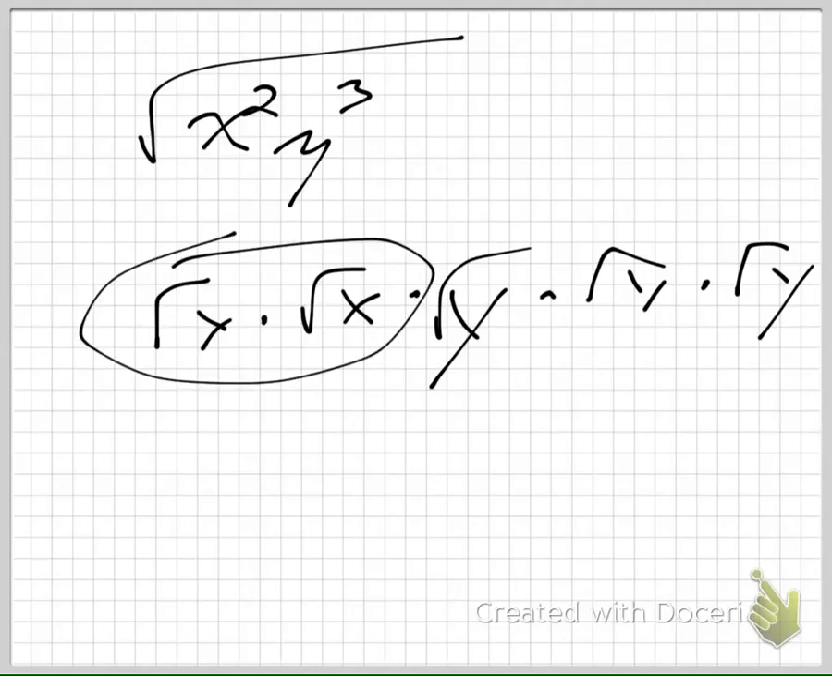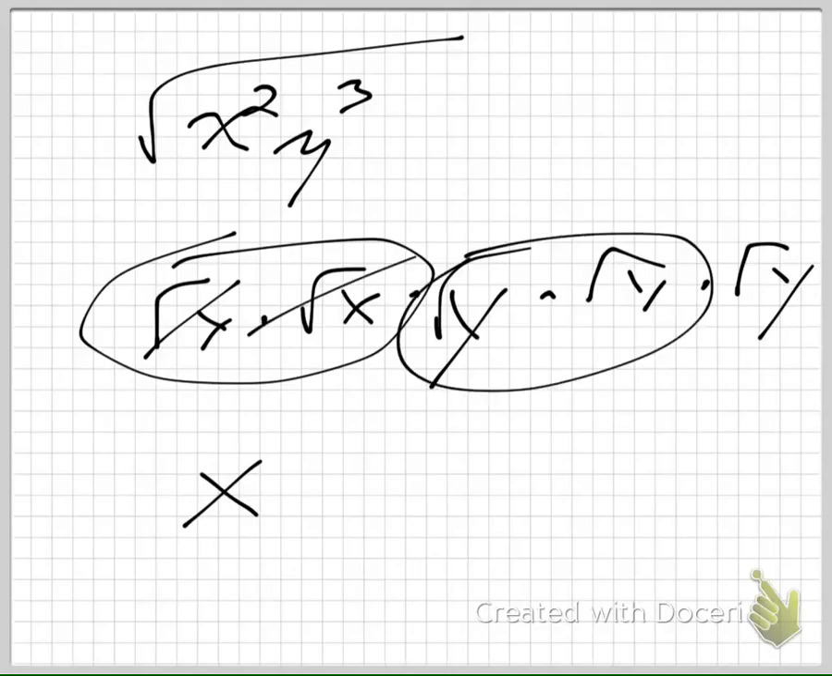But what is the square root of x times the square root of x? X. What's the square root of 3 times the square root of 3? 3, right? So the square root of x times the square root of x is x. They're gone. And the square root of y times the square root of y is y. That leaves me with times the square root of y. Does that make sense? Now here's the tricky part.